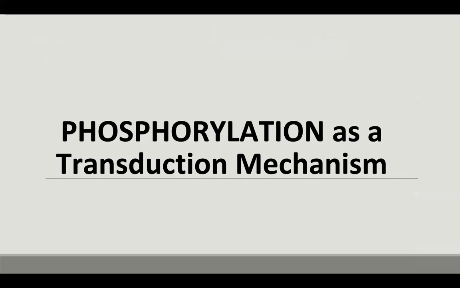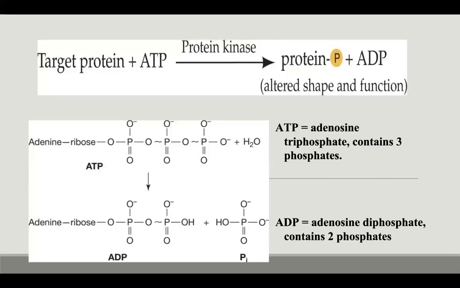So phosphorylation is an extremely common transduction mechanism. What happens is that you have a target protein and ATP. A protein kinase then comes in, which then allows the target protein to be bound to a phosphate. When the target protein is bound to a phosphate from the ADP, it creates an altered shape and function.